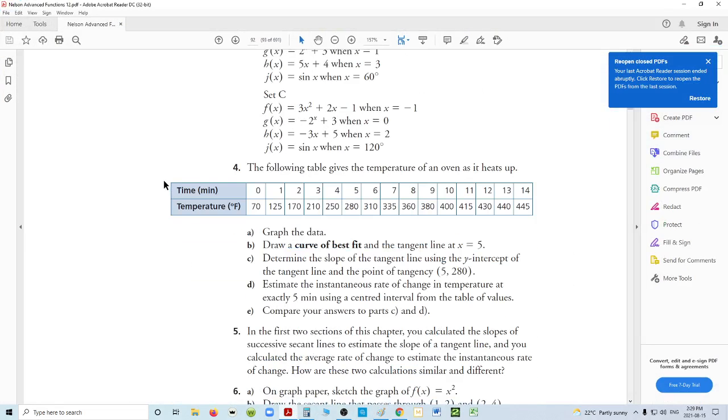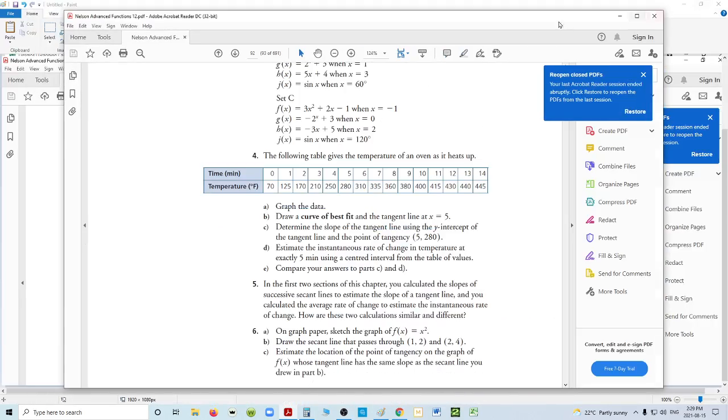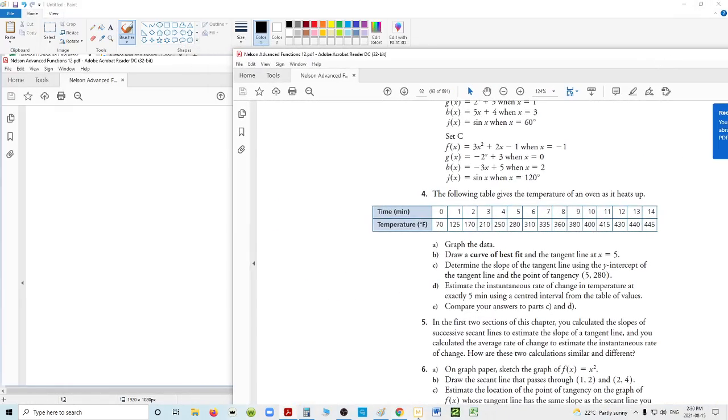The following table gives the temperatures of an oven as it heats up. Graph the data. Okay, you know what I'm going to do this time? You should definitely learn how to graph this.